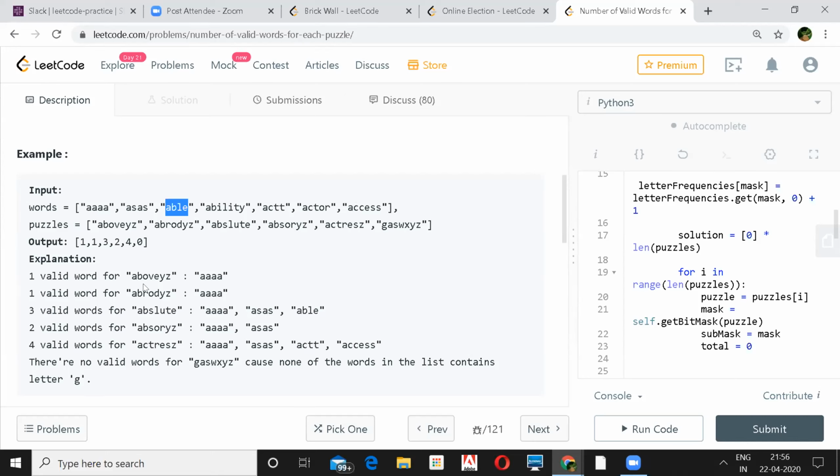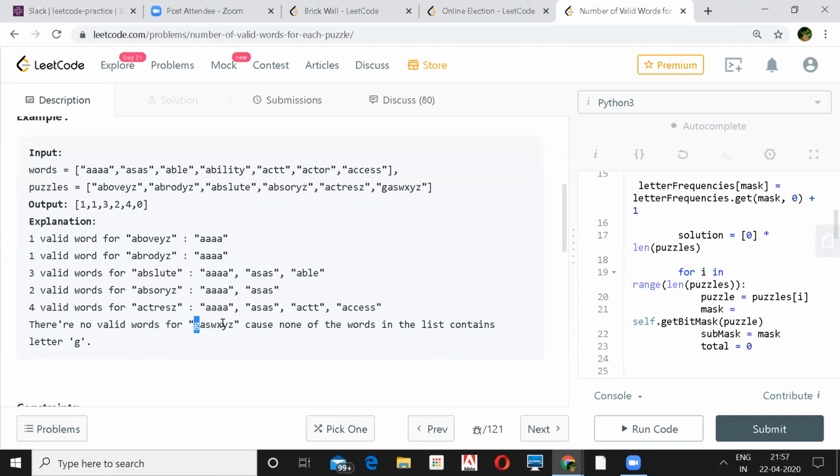Now coming to the second puzzle, ABRODYZ. The first letter of the puzzle, A, is present here, so it's valid. Again, S will not be there, L will not be there, again L is not there, T is not there, and axis, C is not there. For absolute, this is valid because the first letter of the puzzle is present here. Even this is valid because S is there, and able is also valid because B is there, and so on for the rest of the words.